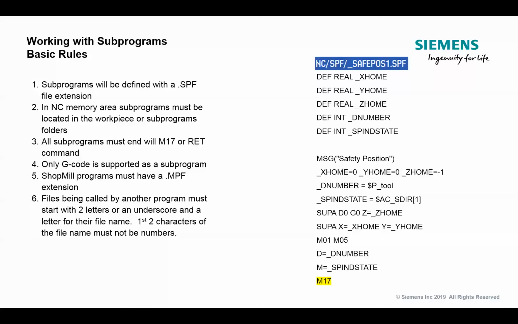Now from there, it's important to note that once you've created a file or want to make a file as a true SPF file, then there's no conversational programming being supported. So subprogram files have to be G-code files. With that being said, if I was building a ShopMill program, you can only assign a .mpf extension to that ShopMill program. So just keep that in mind. If you start getting into this more advanced programming area, you do have to do everything in G-code.